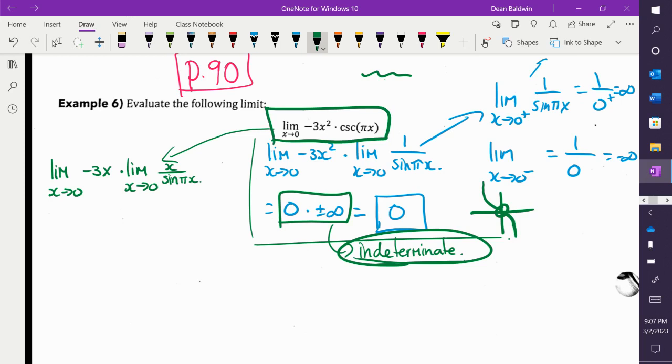So we're starting with this limit here, negative 3x squared times cosecant pi x. And cosecant is 1 over sine, as we stated here. And I told you in class when we did our trig limits that if you see sine of x, you always want to make it look like one of our two special limits, which was the limit as x goes to 0 of sine x over x, or the reciprocal of that, and that equals 1. For whatever reason, I just didn't see it. I had a blockage or whatever.